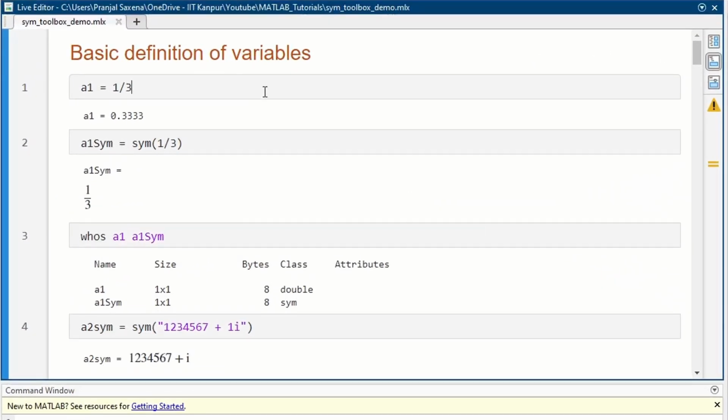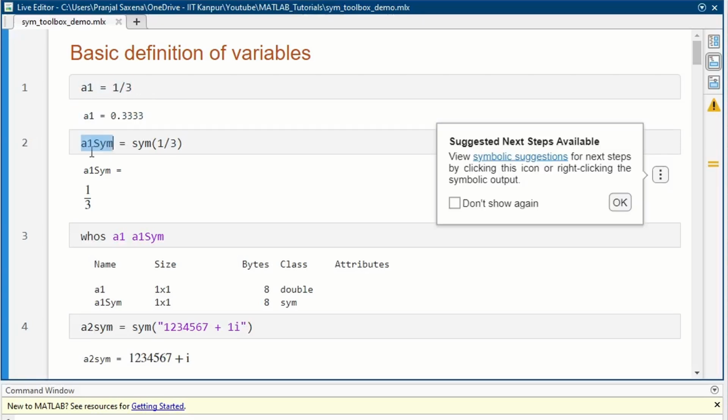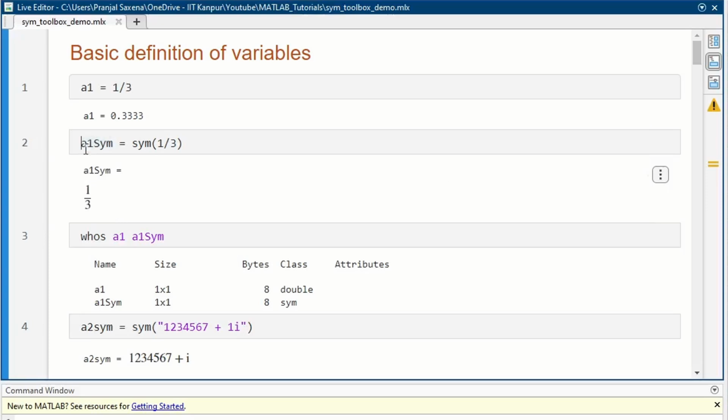First, the basic definition of variables. So let's say I want to define a1 equals 1 by 3. So this is the value of a1. If I want to define it using Symbolic Toolbox, then I'll use the sym command. sym bracket 1 by 3. Now see, instead of 0.3333, I am getting 1 by 3, which is the actual value.